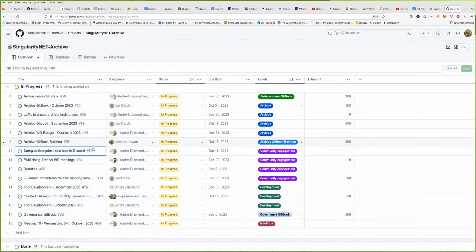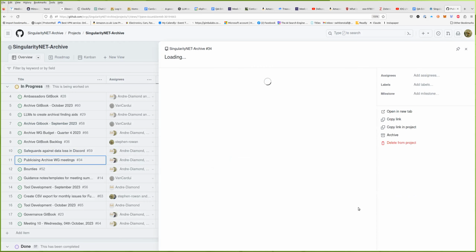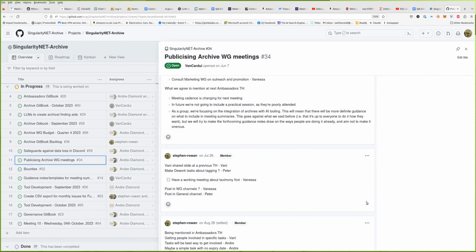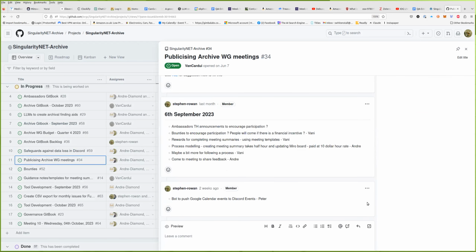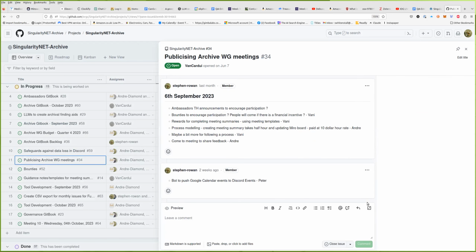Okay, moving on to the next one, which is under community engagement, by the way: publicising Archive Workgroup meetings. I probably haven't done it as well as I could. We are returning to do updates at town halls as we should. We may need to do a bit more effort there. It's just a question of reaching out to people, isn't it?